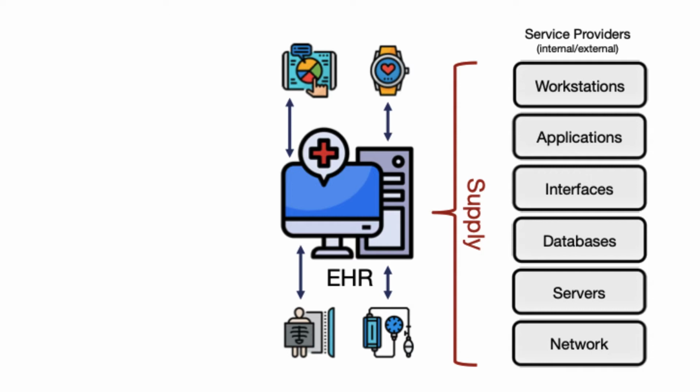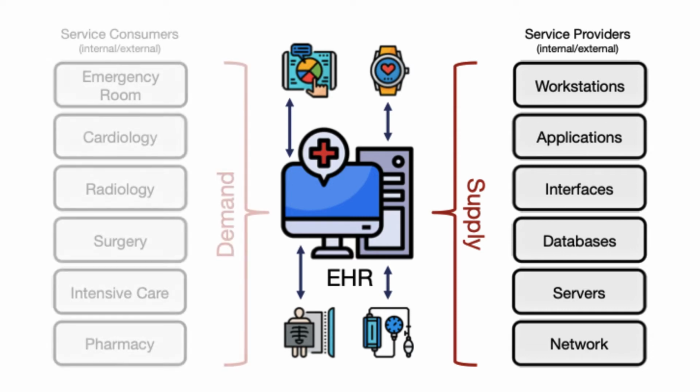You need to understand which service providers deliver services that contribute to the electronic health record end-to-end service that you provide to your service consumers. What are the contractual agreements? What performance is actually delivered? What are the dependencies between service providers? This is what we call managing supply.